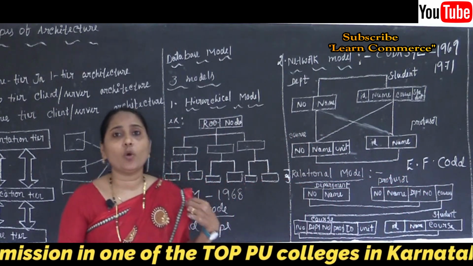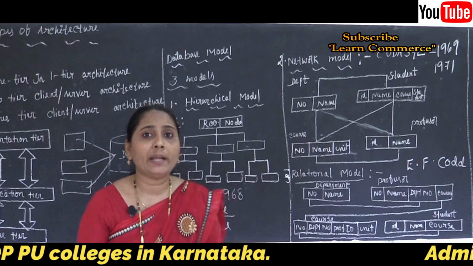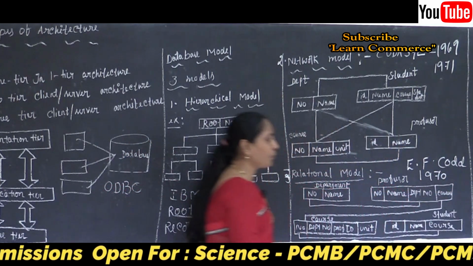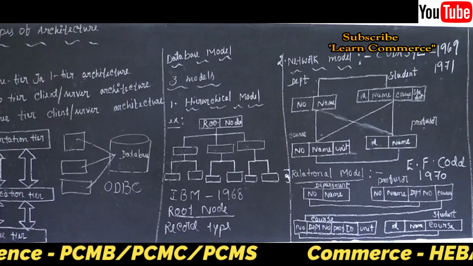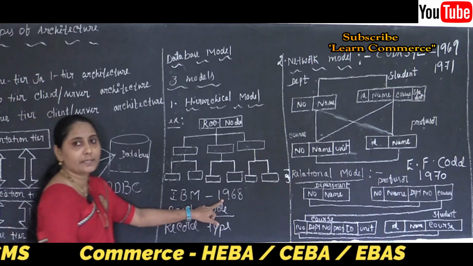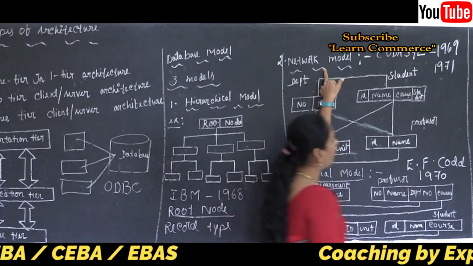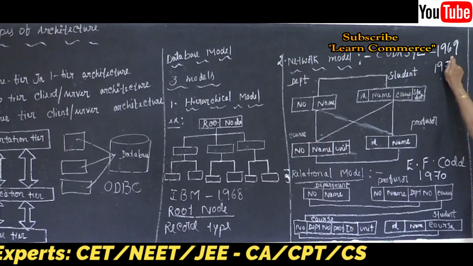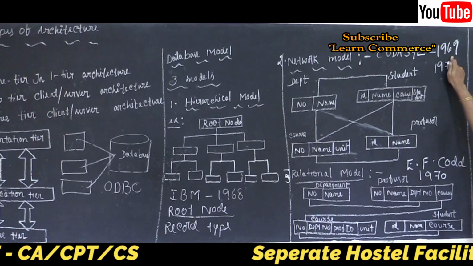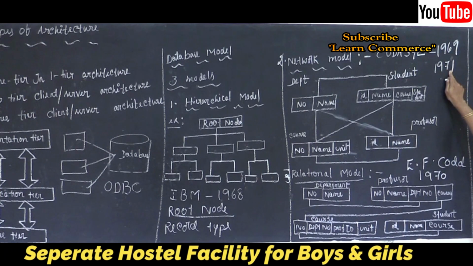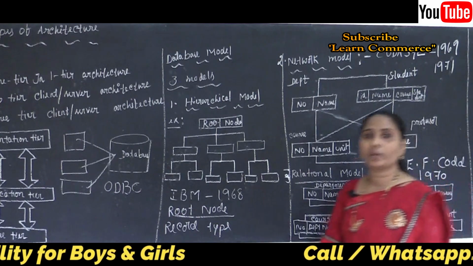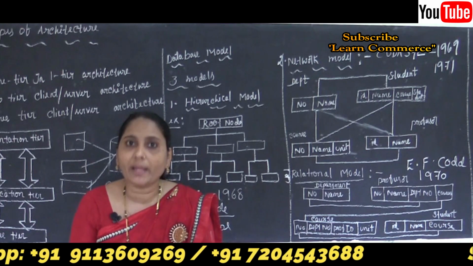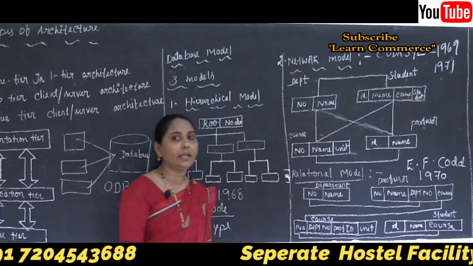E.F. Codd, C-O-D-D. So E.F. Codd, and it was developed in the year 1970. Clear this point here? Why? Because the hierarchical data model was developed in the year 1968, the network data model was developed in the year 1969, and the relational development followed in the year 1971. Now we are in the concept of the relational model here. So we can say that it was developed by E.F. Codd in the year 1970.